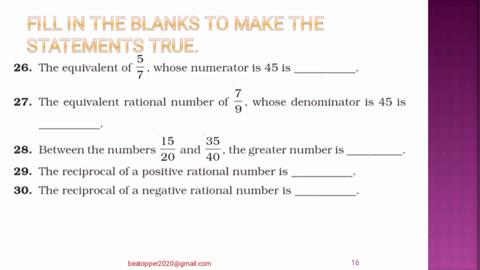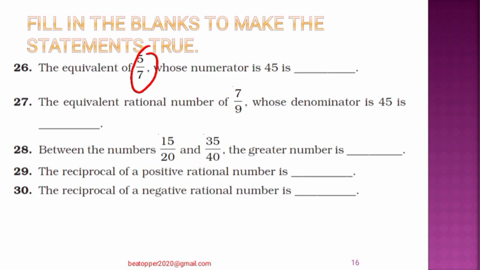Fill in the blanks to make the statements true. The first question: the equivalent of 5 by 7 whose numerator is 45 is. In order to make the numerator 45, we have to multiply the numerator 5 by 9. 9 into 5 is 45.